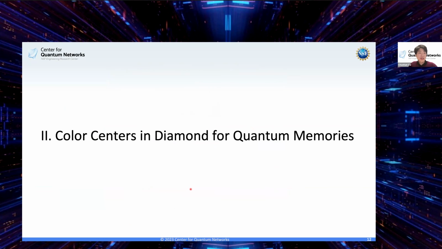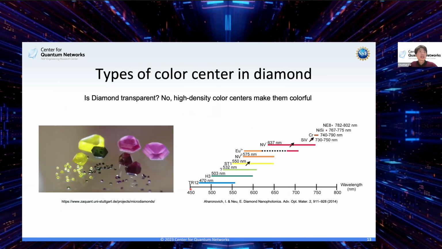So now let's look into color centers in diamond for quantum memories. There are many different types of color centers in diamond. In fact, that's exactly why you can find colorful diamonds in a high-end gem store. Usually, we think of diamond as a perfectly transparent crystal, but transparency only happens when the lattice is perfect. If the diamond has a high density of specific color centers, like those we're showing in the spectrum here, those defects start to absorb or emit light at a certain frequency that gives the diamond a distinct color.